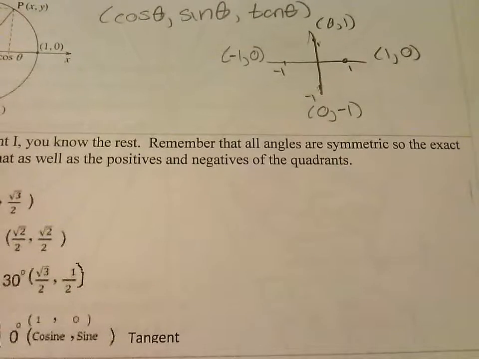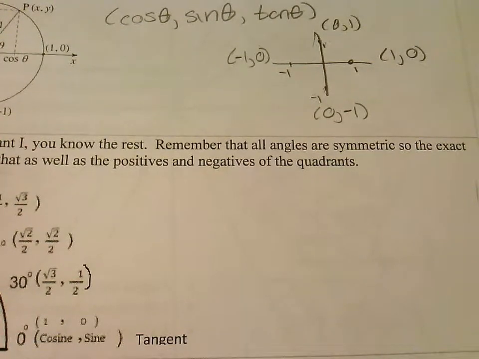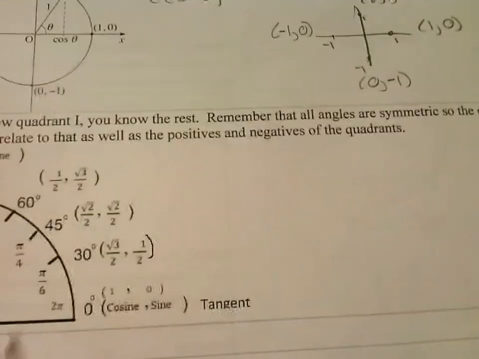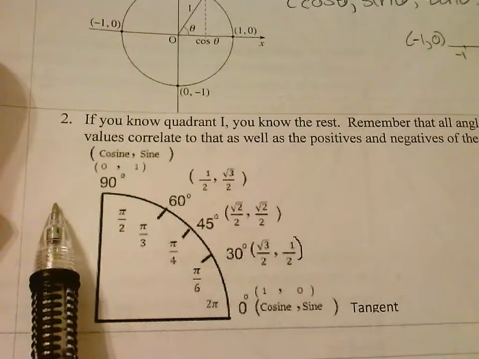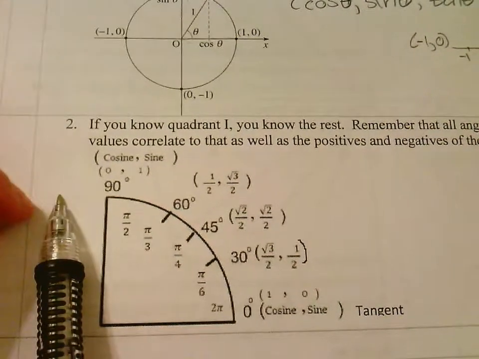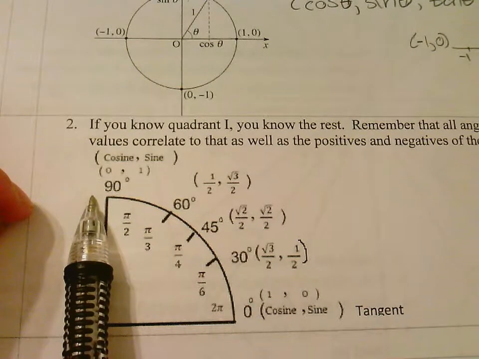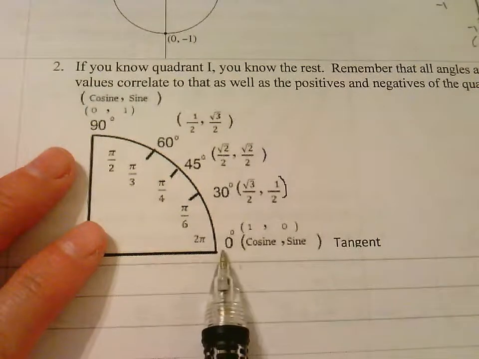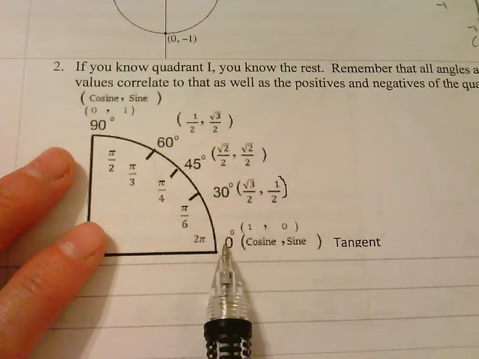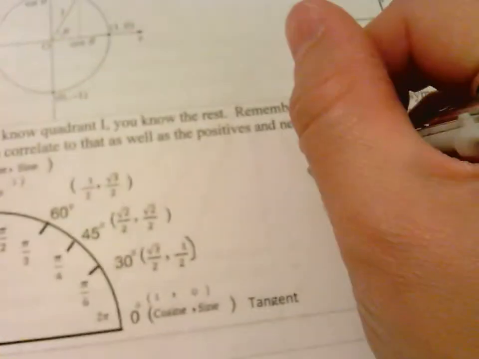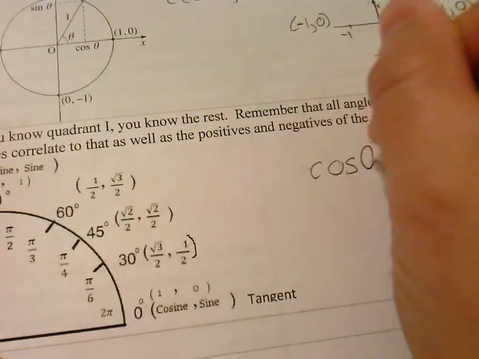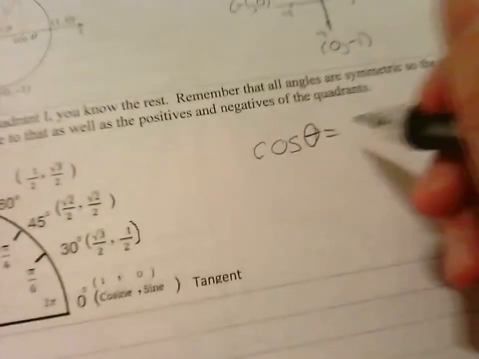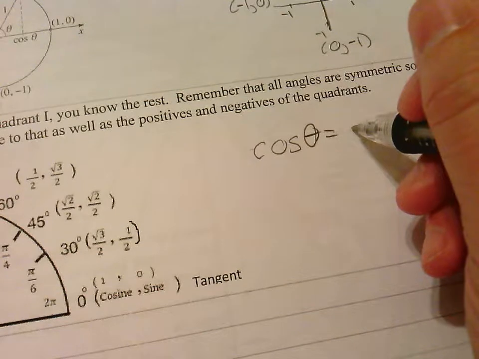So, if you know the quadrant, you're going to know the rest. Remember that all angles are symmetric, so the exact values correlate to that, as well as the positives and negatives of the quadrant. Remember when we had that 120 over here, the signs are just going to be different. That's going to be -1/2, square root of 3 over 2. So again, this is how angles are written: a trig function of an angle is going to give you an exact value. Cosine, you're always going to be looking at the x value.